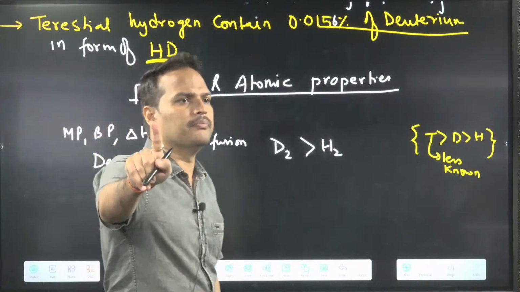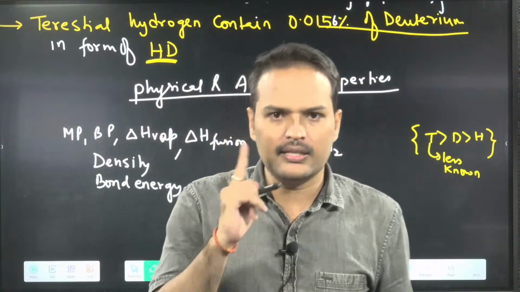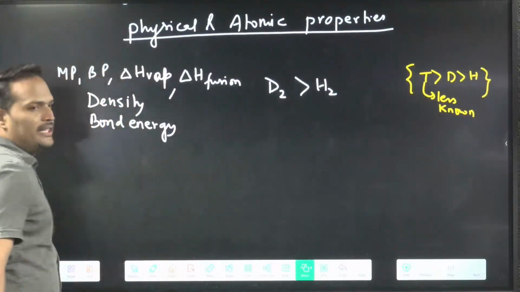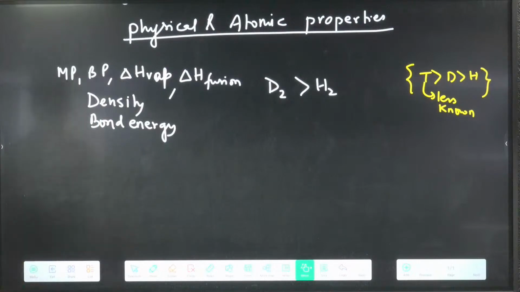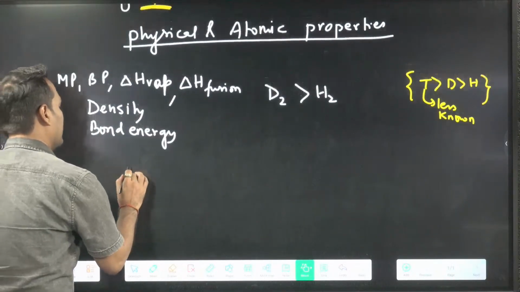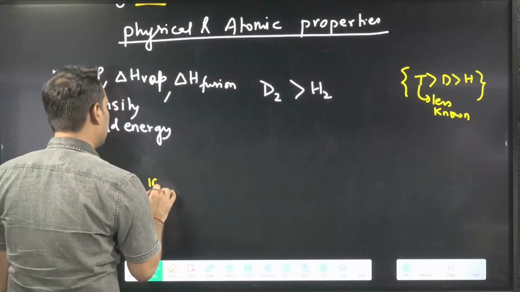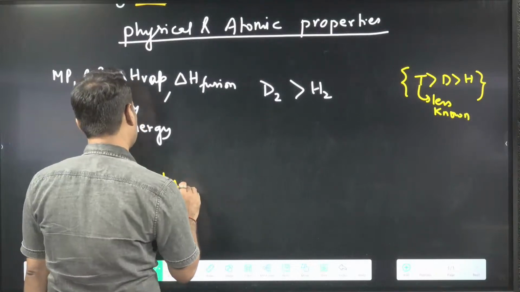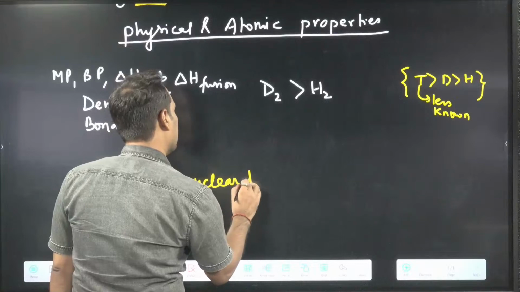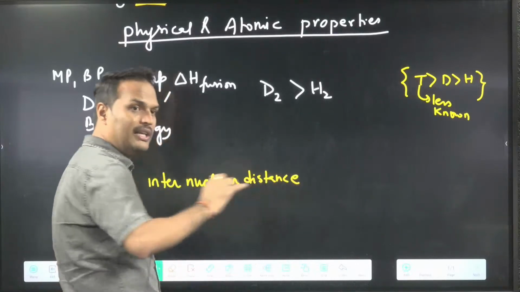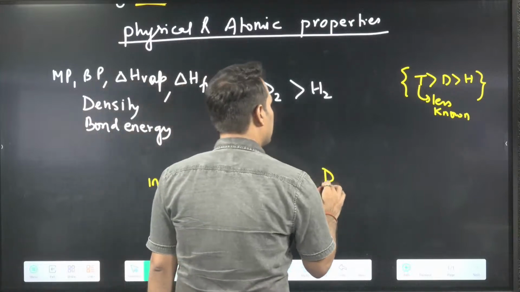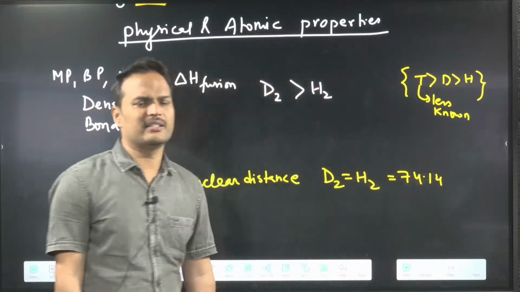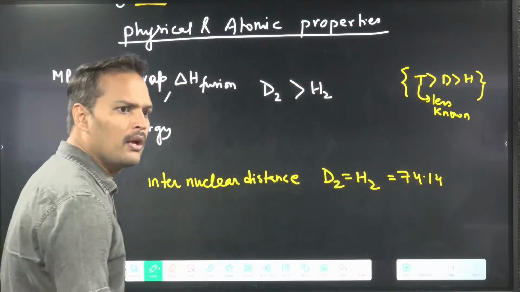But one data is the same. Can you check this data? Which data is the same? Internuclear distance. Internuclear distance means bond length, or you can say the radius part. If you divide the internuclear distance by 2, you get the radius. This is the same for D2 and H2, and it equals 74.14. It is written in picometer there. Clear?